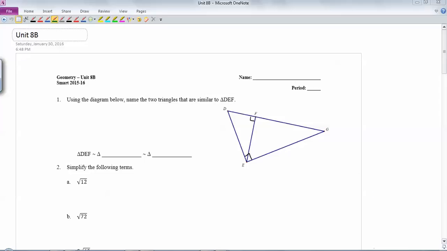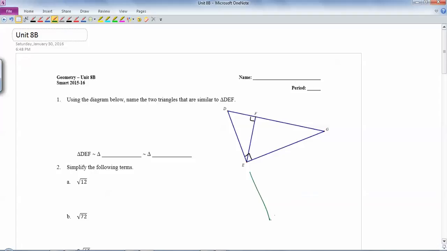Okay, so this video is going to be on Unit 8b, and the first question is another one that deals with one of these right triangles, a big right triangle here, that's been chopped from the right angle into two smaller right triangles, one here, one there. So let's take a look at this. Now the general strategy is to draw the three triangles by themselves.